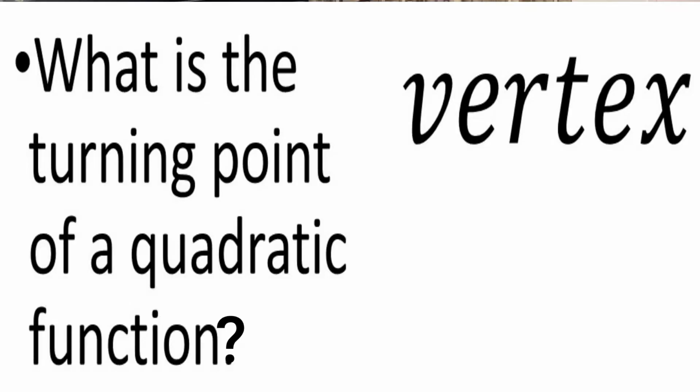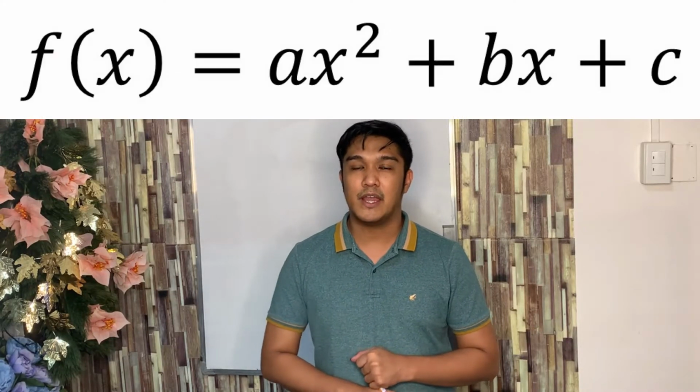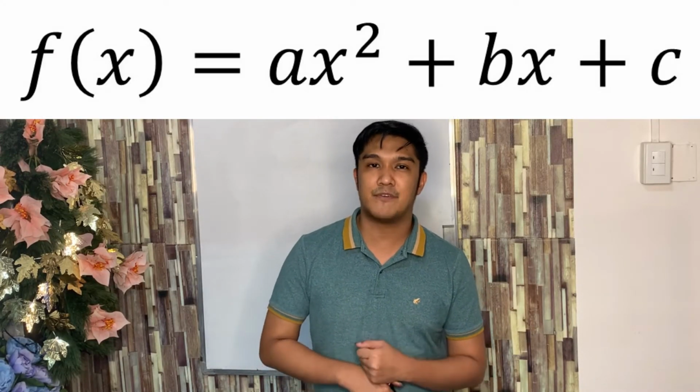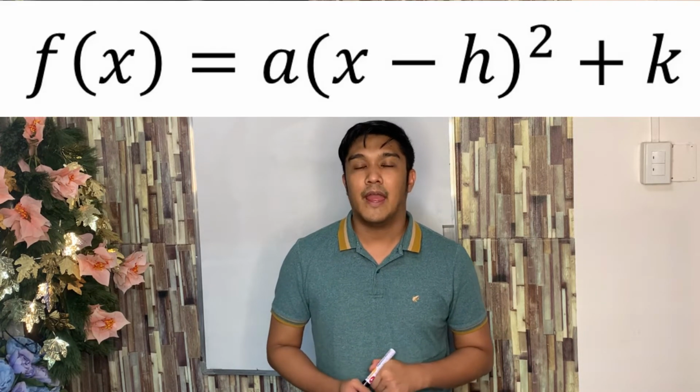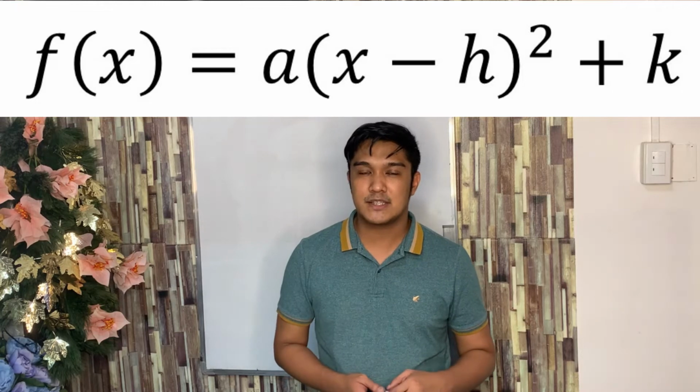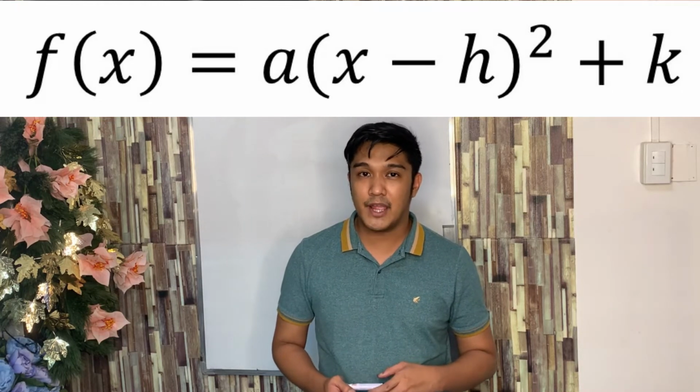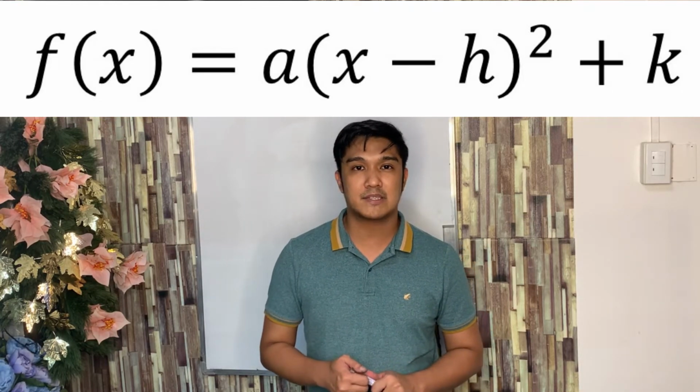a quadratic function. So, in the previous lesson, we also identified two forms of a quadratic function. In standard form, which is f of x is equal to ax squared plus bx plus c, and the vertex form, which is f of x is equal to a times the square of x minus h plus k. In this case, we will be identifying the vertex of a given quadratic function.